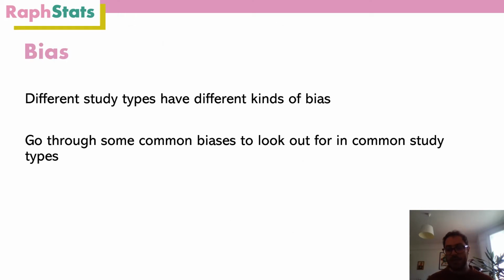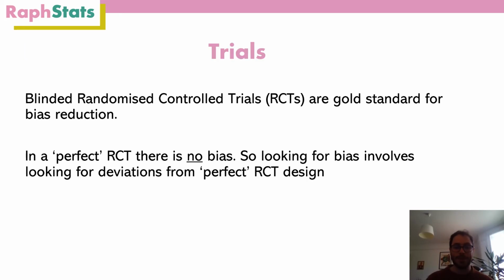Another reason to think about the different types of studies is that different studies have classically different sources of bias. We're going to go through some common biases to think about and look out for, but really we need to separate into what studies we're looking at first, because this is going to inform what sources of bias we're really going to interrogate in a paper. So first of all, we'll talk about trials.